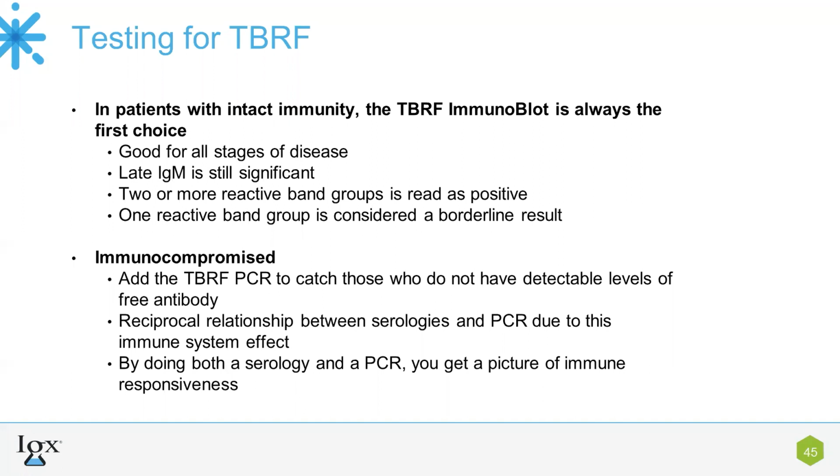Now, if someone's immunocompromised, in addition to doing the Immunoblot, you would want to add the PCR. Interestingly, there's a reciprocal relationship with PCR and immune-based testing, because if the immune system is intact, the antigen load, the spirochete load, is generally lower, but the antibody level is higher.